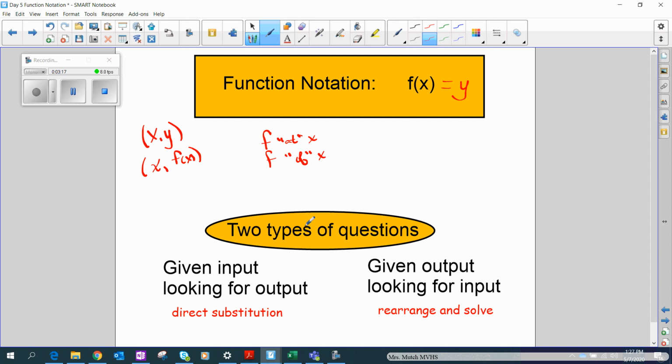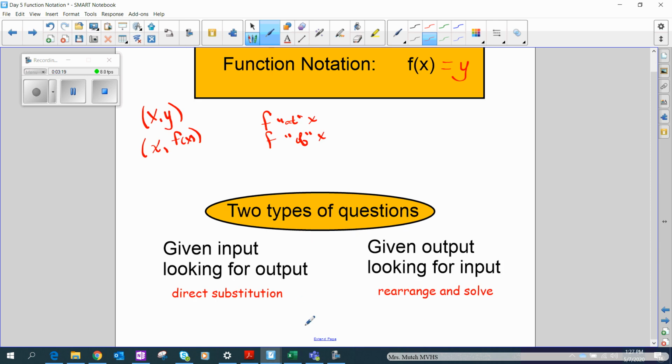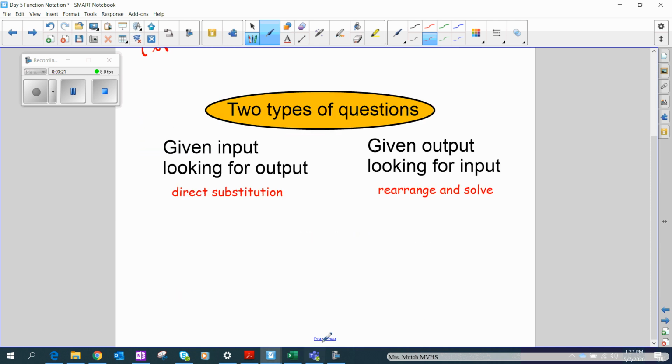Now there are going to be two types of questions that we're going to give you. The first one is when you're given the input and you're looking for the output. That's the easiest type. The second one is when you're given the output and you're looking for the input. That's the one where you're going to have to do a little bit of rearranging and solving. So say, for example, we were given a function f at x is equal to 2x minus 5.